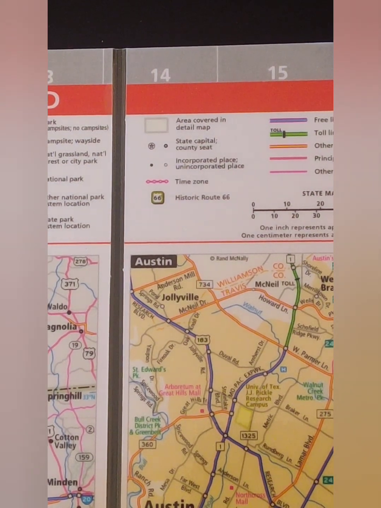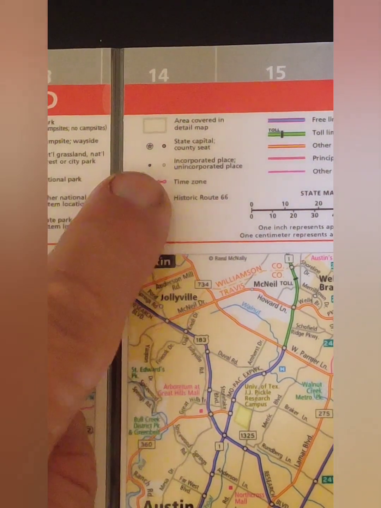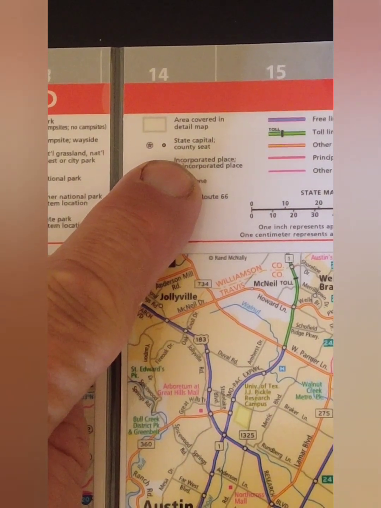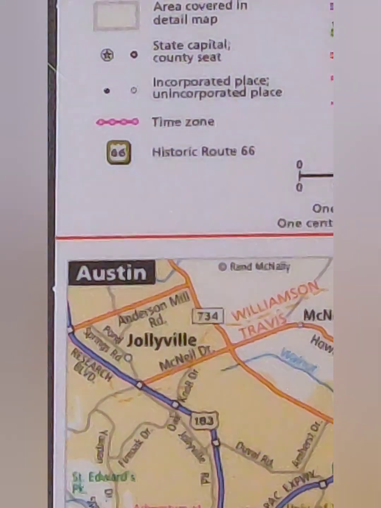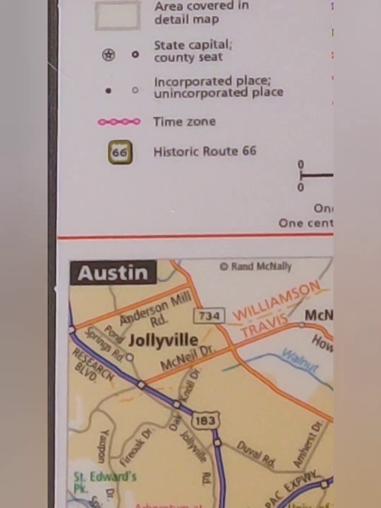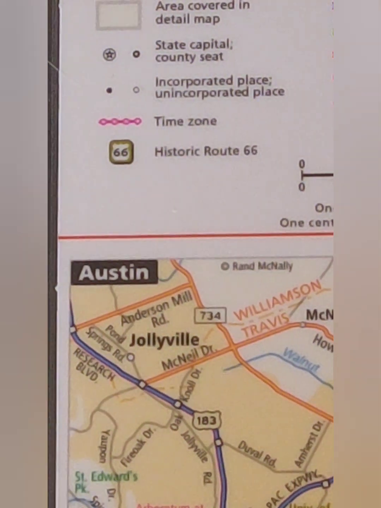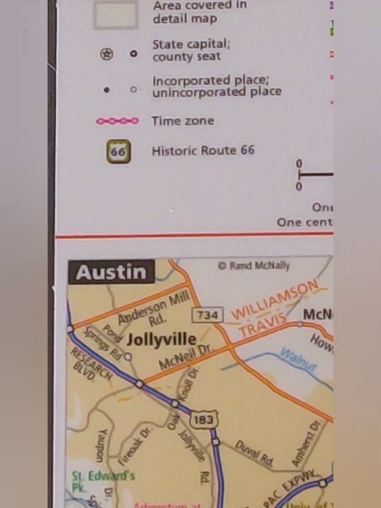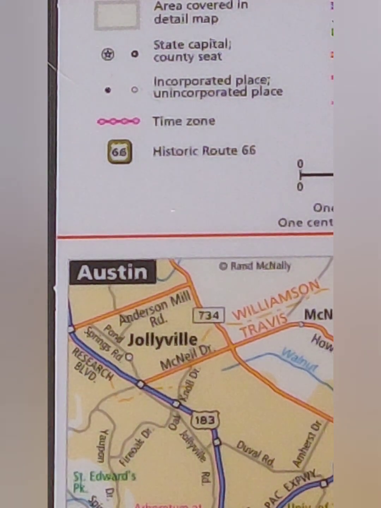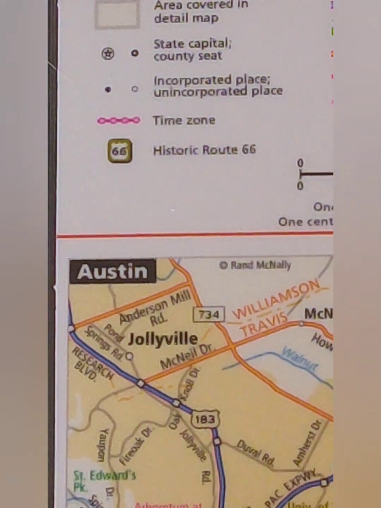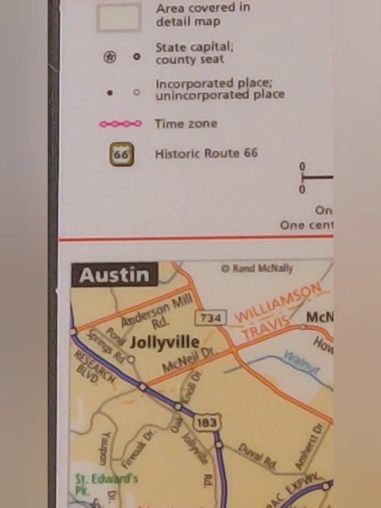All right, now then, you have your state capital and you have your county seats, which are just identified by a star and just like by a black circle. Incorporated places and unincorporated places, those really aren't that important, but you'll see those dots all over, and it just means that if it's incorporated, it's pretty much an established little city. If it's just a clear white one, it's just there. It's not really incorporated. And then you have your time zone.